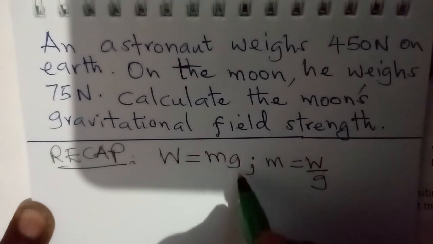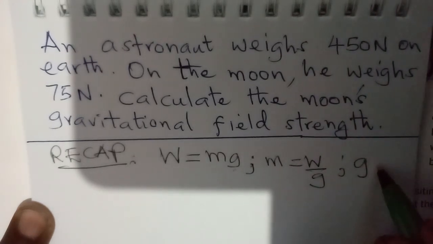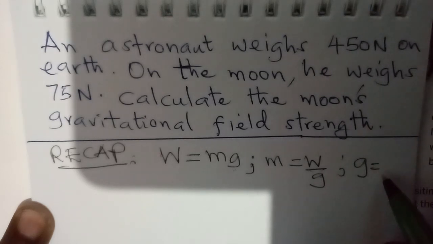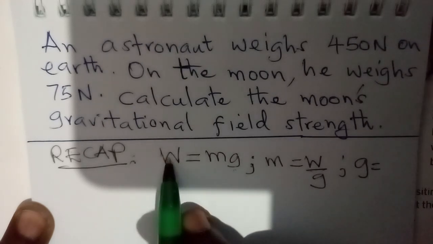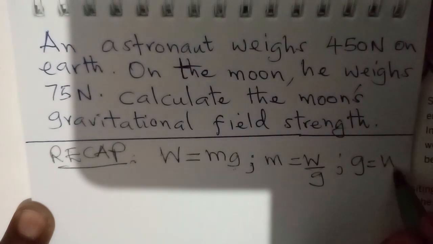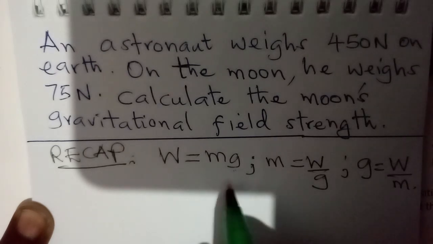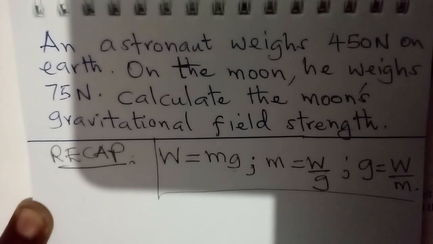And how can we calculate g, gravitational field strength? So gravitational field strength is equal to weight over mass. Having known that, we can proceed.